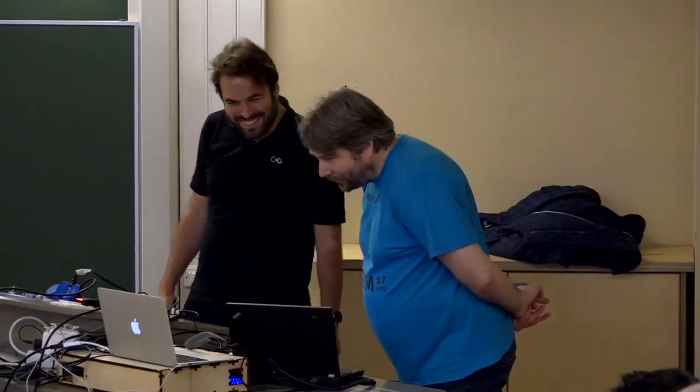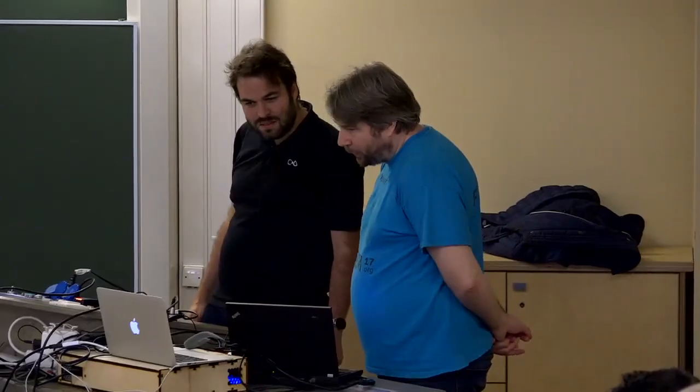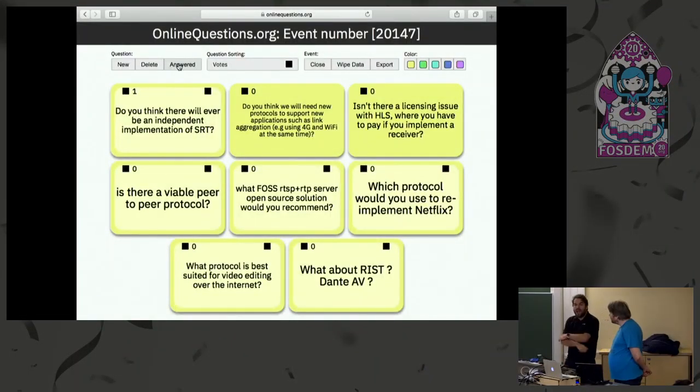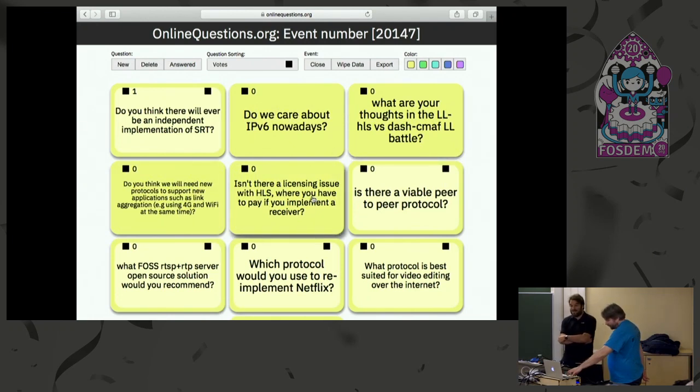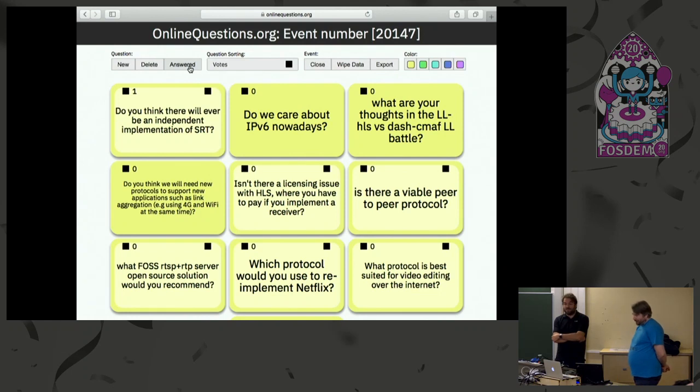Am I missing one? Isn't there a licensing issue with HLS where you have to pay if you implement a receiver? As far as I know, no, because HLS literally is just a web client, right? There's nothing there. And the transport stream, which are now out of patent.